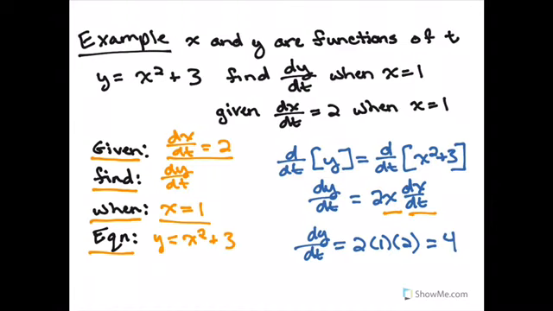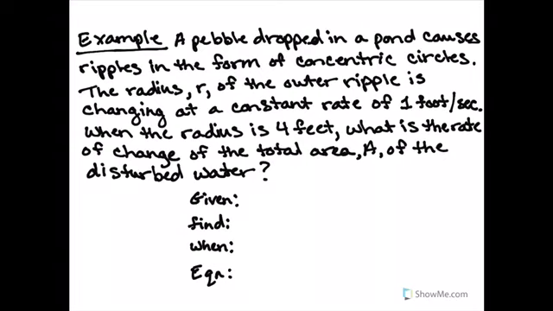Okay, so that example demonstrates the process we're going to use. But now we're going to start getting into the word problems that are actual geometric applications. Okay, so I think everybody's probably seen this in real life. A pebble is dropped in a pond and it causes ripples in the form of concentric circles. You know how if you throw a rock in the middle of a pond, you'll see the ripples and they spread out until they reach the edge of the pond. The radius r of the outer ripple is changing at a constant rate of 1 foot per second.